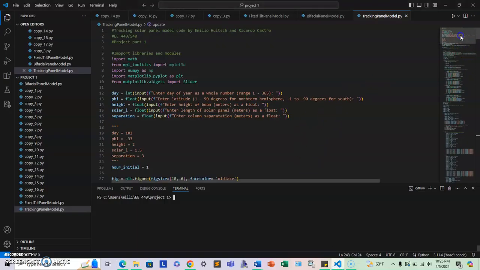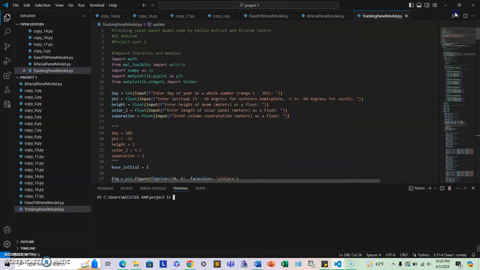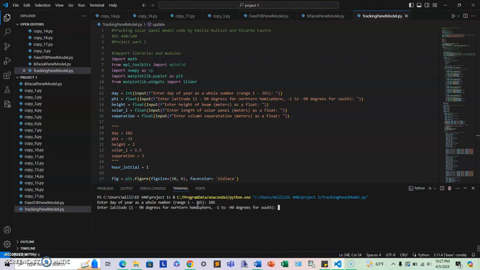Again, we created this code. It also has the same structure as the other two. It's going to create a 3D graph. So let's run it. Again, we can choose the day. For example, July the 4th. That's going to be day number 186 of the year.